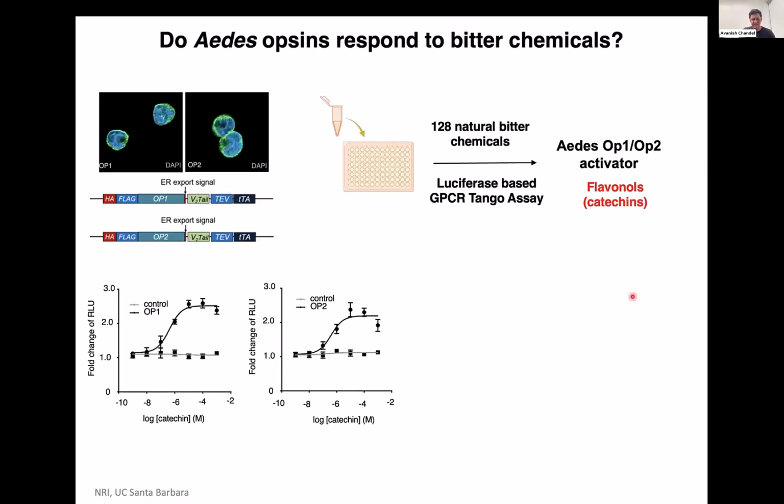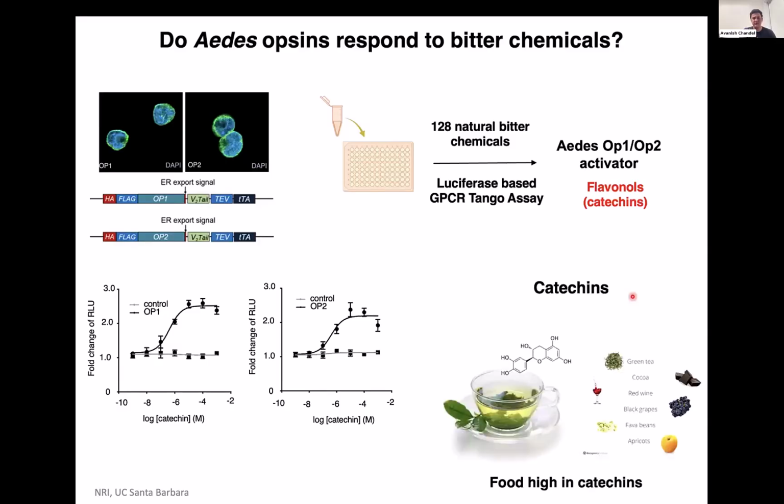Catechin is basically a bitter flavonoid that belongs to the flavanol family, and it is found at particularly high concentration in some natural plant products like green tea, and it's also present in very small amounts in some fruits. But it's a natural bitter chemical which is basically activating both OP1 and OP2 in our in vitro screening.